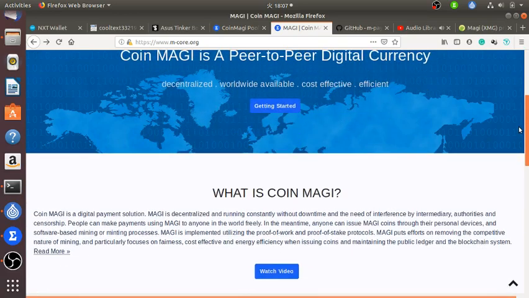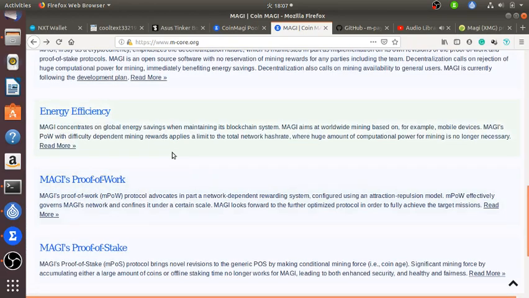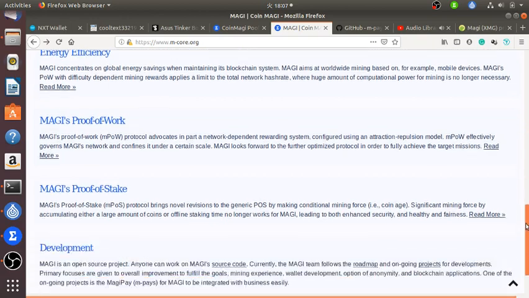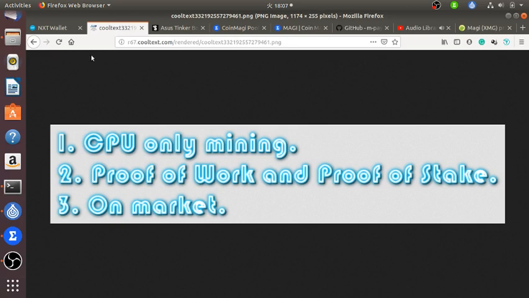It's a peer-to-peer digital currency, cost effective, decentralized, and energy efficient, because not only is it mineable on CPU, but it also uses proof of stake. So to summarize, these are the three reasons why I prefer Magi Coin. One is CPU-only mining, meaning you won't have to worry about competition from GPUs and ASICs. Other than proof of work, it also implements proof of stake, and it's also on the market.